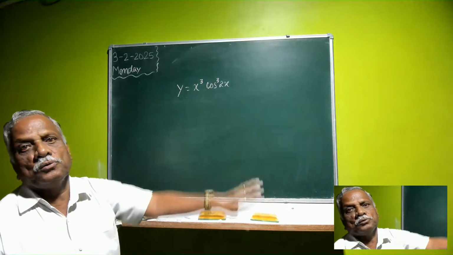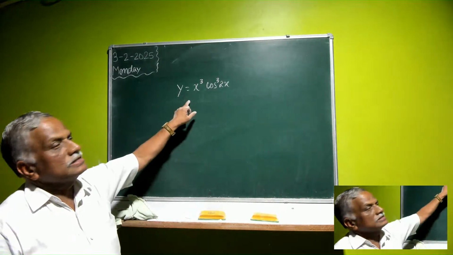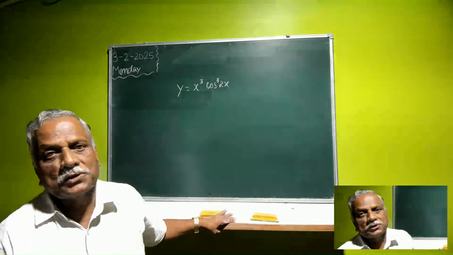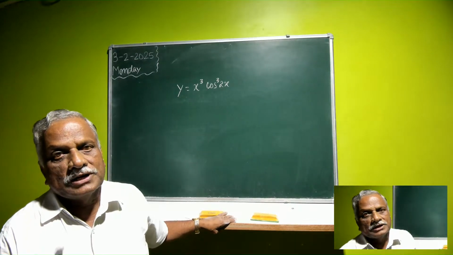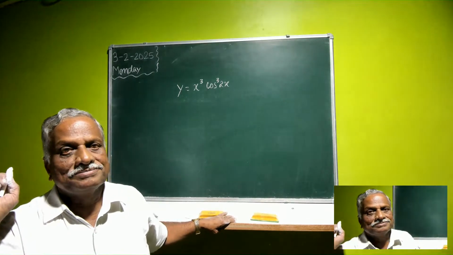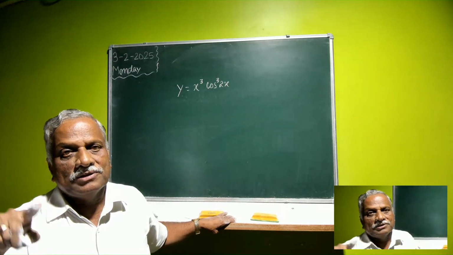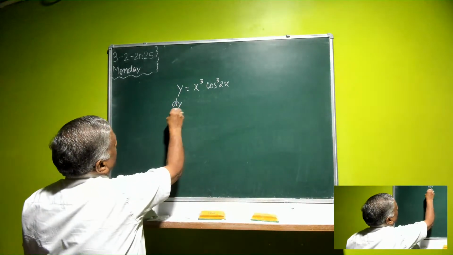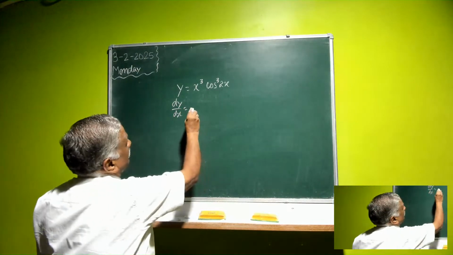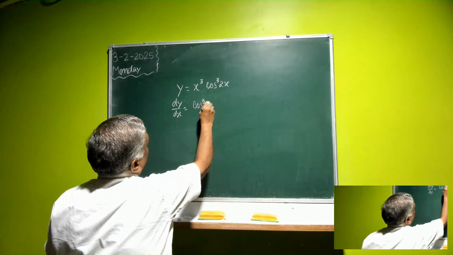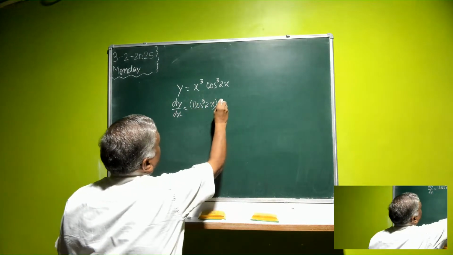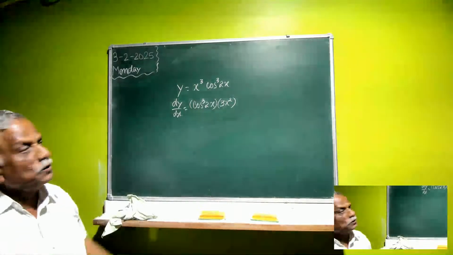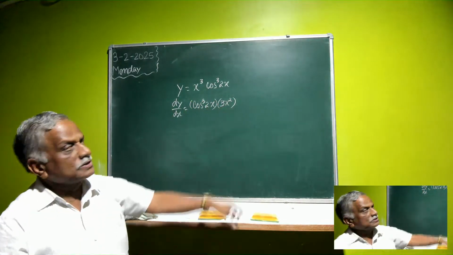When you look at this, there are 2 terms, 2 functions. This is algebraic, that is trigonometric. Therefore, you need to use the product rule first. What is the product rule? I have called it the excuse me rule. You have to keep one of them excused, the other one you should differentiate. So what we can do is, we will keep cos cube 2x and differentiate x cube, that is 3x square. I'm using the product rule because it's the product of 2 functions.